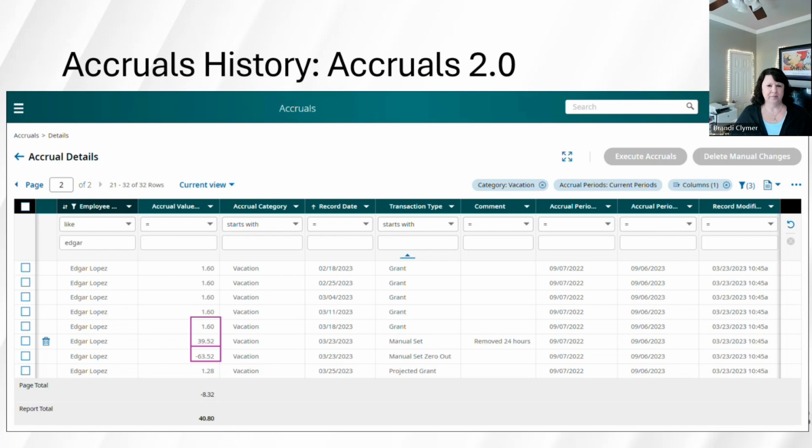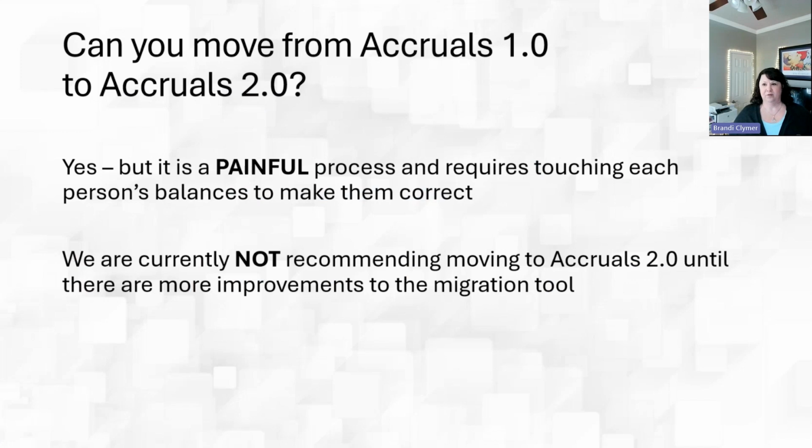So you might be saying to yourself, you're talking a lot about accruals too. So do I need to move to it? And right now we're going to say no. We're not recommending anybody change. We've moved a couple of companies from 1 to 2, and it's a challenging process. And until the migration tools improved, we're recommending everybody stay with accruals 1.